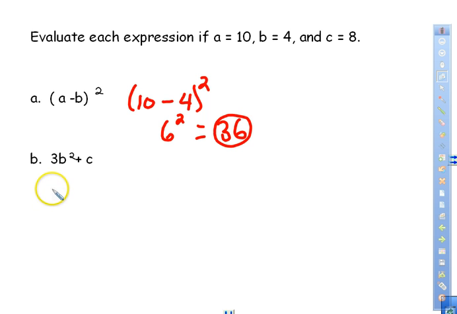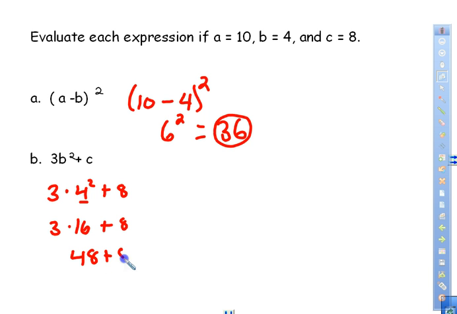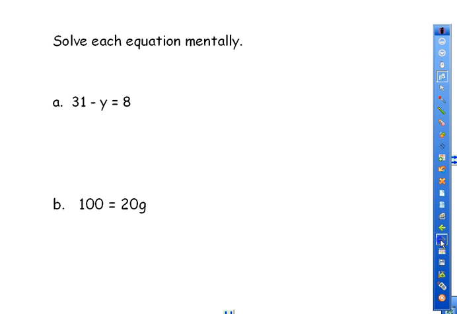And 6 squared is 6 times 6, 36. Done. Next one is 3b squared, so 3 times 4 squared plus c, which is 8. Exponent first, so 3 times 16 plus 8, and then 3 times my 16, which is 48. Plus the 8, and I end up getting 56. Whoops, my bad. Yes, that's correct. Okay, questions on that? So 56 is my answer. Let's look at the next.